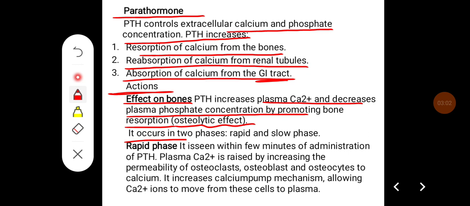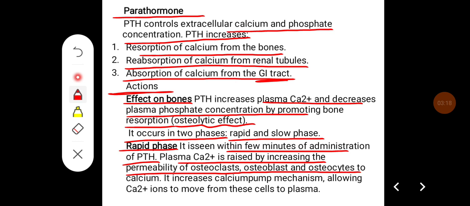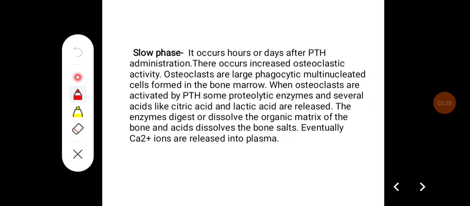And it occurs in two phases, that is rapid phase and slow phase. In rapid phase, it is seen within a few minutes of administration of parathormone. Plasma calcium is raised by increasing the permeability of the osteoclasts, osteoblasts, and osteocytes to calcium. And it increases the calcium pump mechanism, allowing calcium ions to move from these cells to plasma.